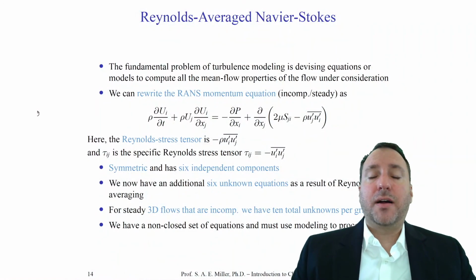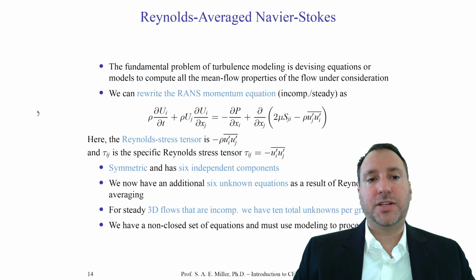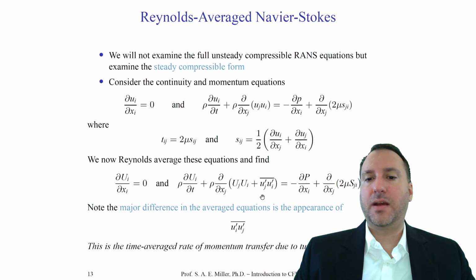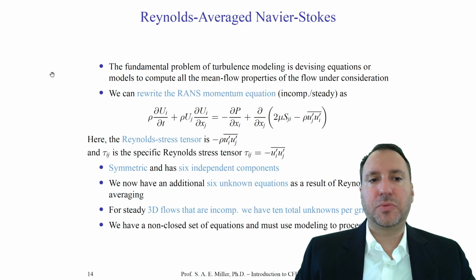Now, the fundamental problem of turbulence modeling can be seen: devising the extra equations to close the system of equations to compute all the mean flow properties of the flow under consideration. For example, in this second set of equations, the RANS equations, we have unknown variables of the average of u, p, T, etc. But now we have this extra unknown term, and it's basically treated as an unknown variable, and we need to understand how to close the system of equations. This is the fundamental problem of turbulence modeling. This is what we call the closure problem.